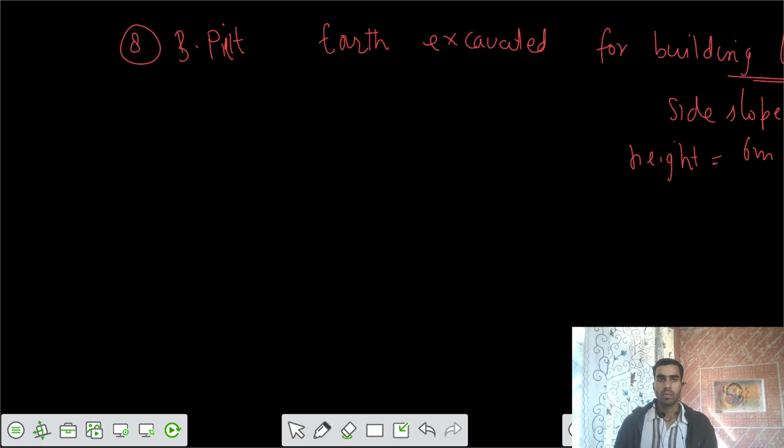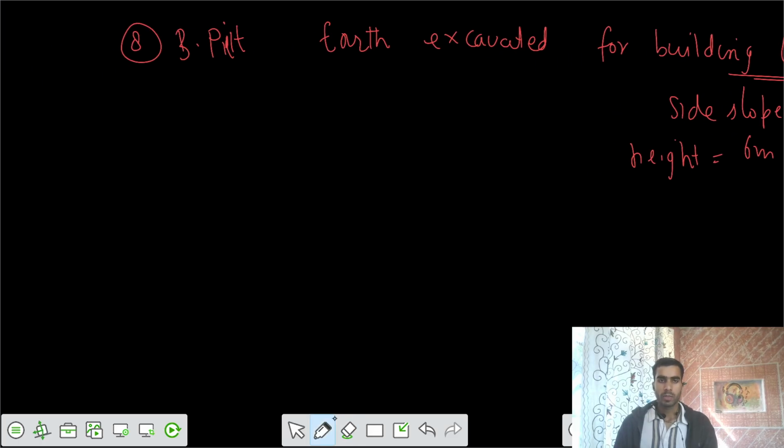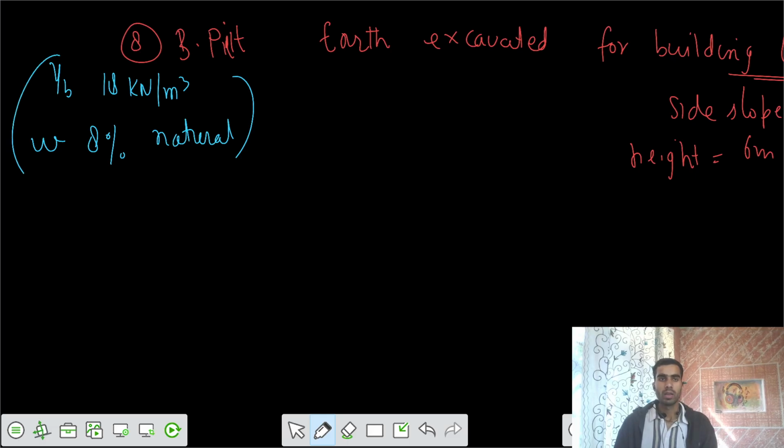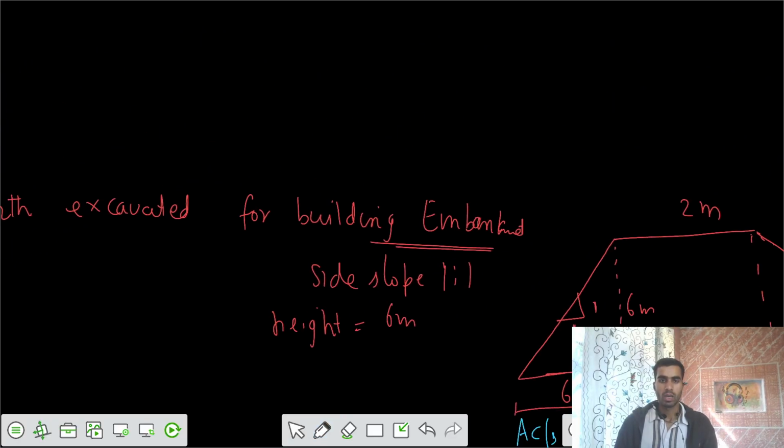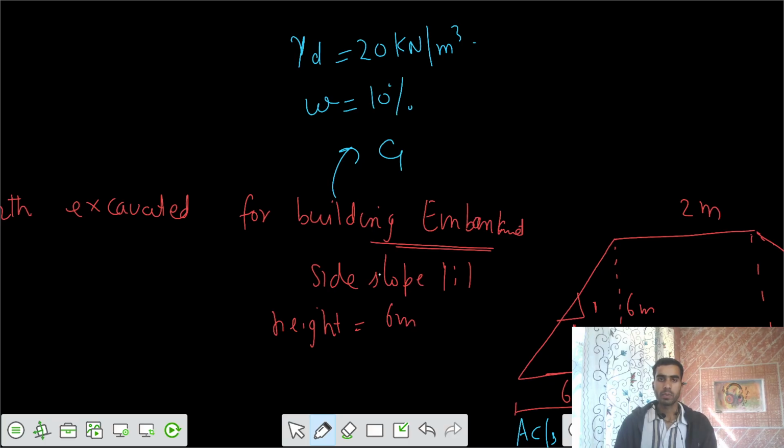Okay, now your borrow pit specification is that the borrow pit has a gamma bulk of 18 kilonewton per meter cube, and a natural water content of 8%. So this is the natural condition of that soil. Okay, and for the embankment, what specifications do we need? We need a dry unit weight of 20 kilonewton per meter cube, a water content of 10%, and a specific gravity of solids of 2.7.